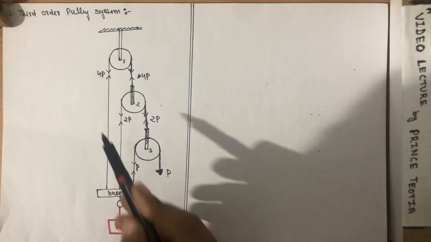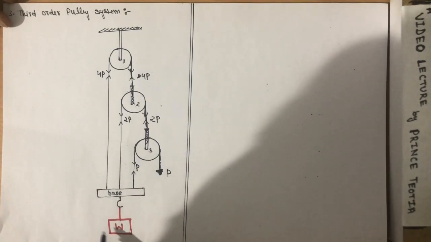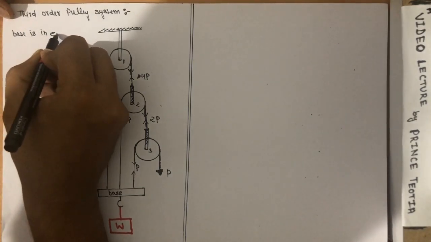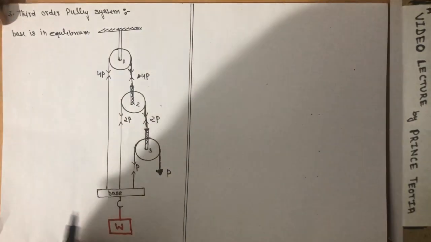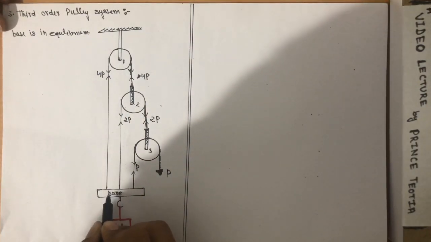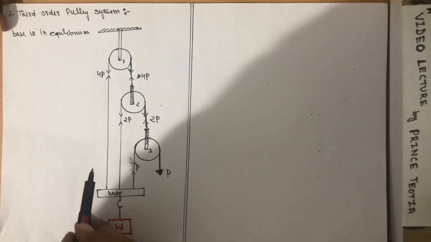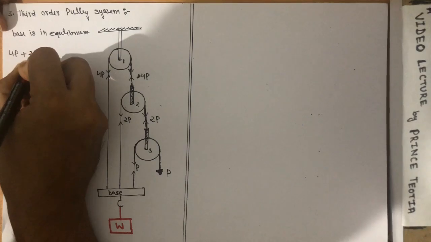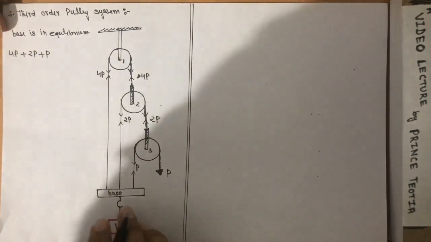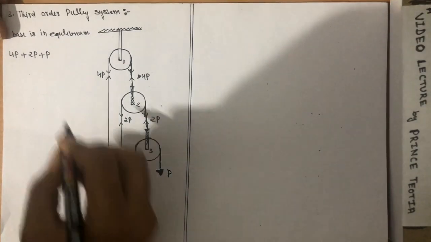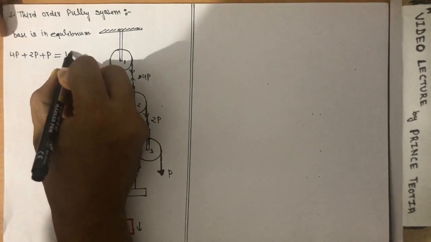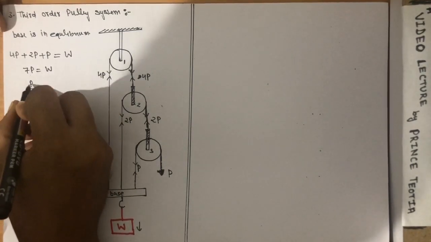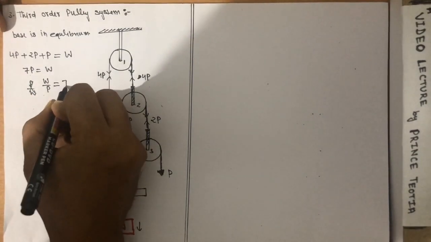We can only find out the relationship between P and W from this point. If we assume this base is in equilibrium, then the forces applied in these strings in the upward direction are 4P, in this string 2P upward, and P upward, and in the downward direction there is only W. So this will be equal to W, 7P equals W, and W by P will be 7.